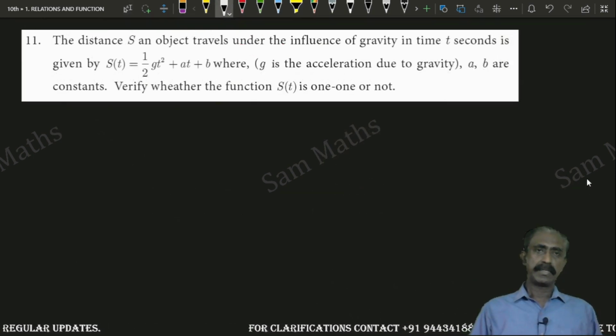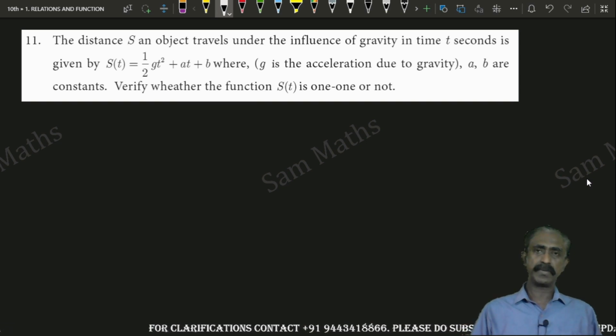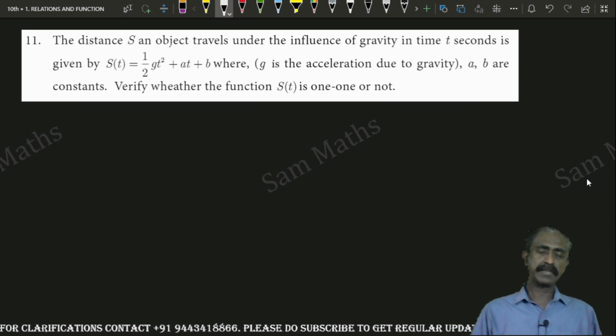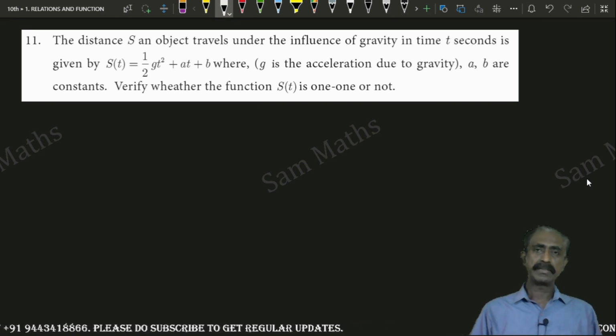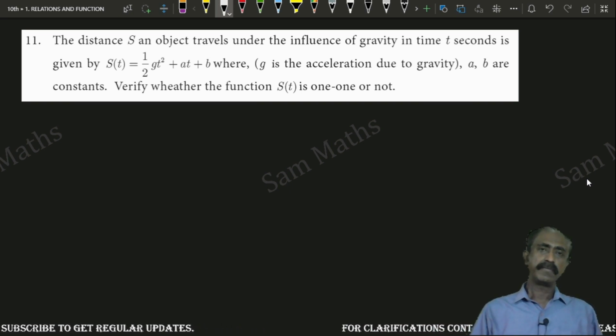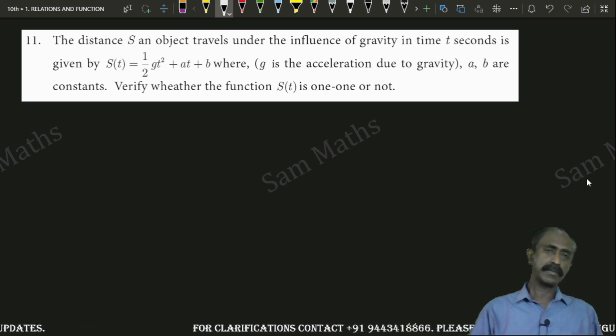11th question, the distance s an object travels under the influence of gravity in time t seconds is given by s of t is equal to 1 by 2 g t square plus a t plus b, where g is the acceleration due to gravity, a, b are constants. Verify whether the function s of t is 1-1 or not.